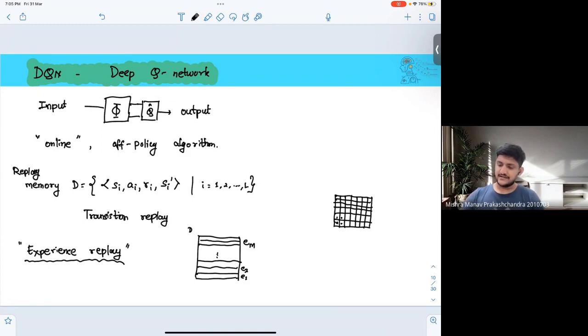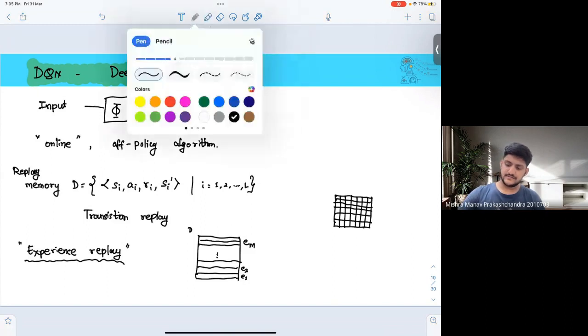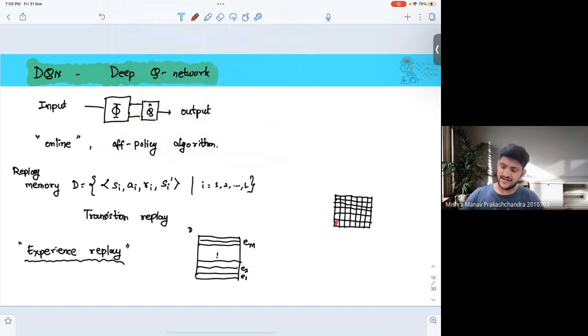So let's say in one case, I make updates to this particular state. Second time, I make an update to some other state randomly sampled. Next time, I make an update to the other state. Next time to another. So this helps in breaking the correlation ties that one could possibly encounter.